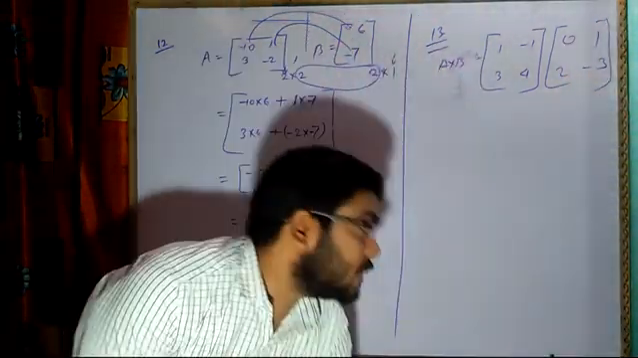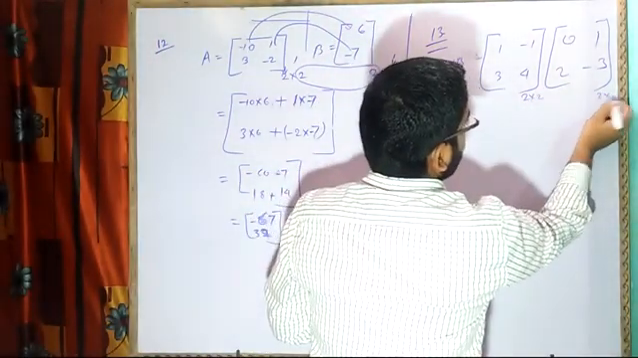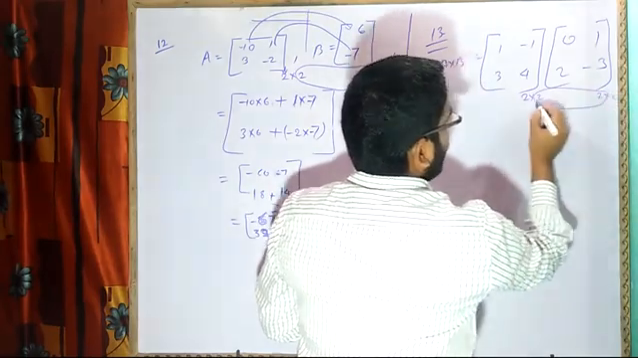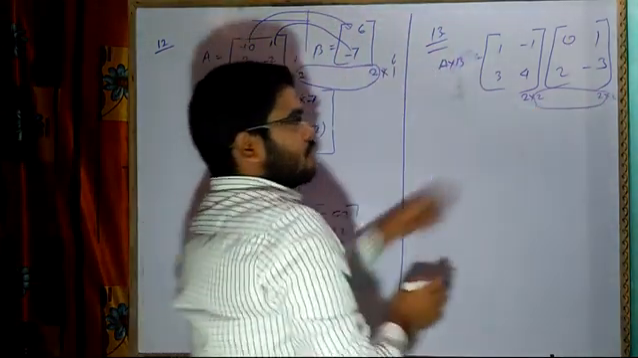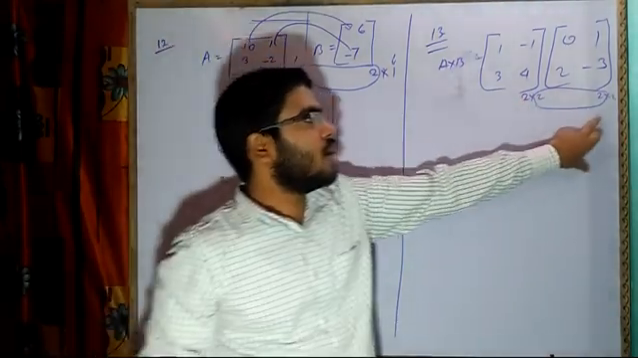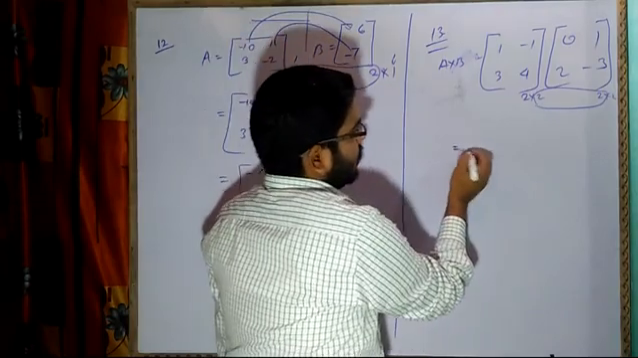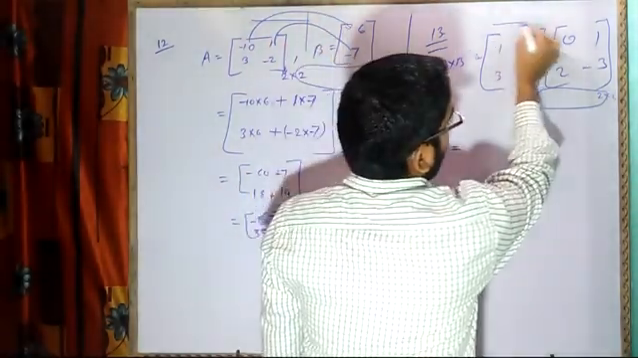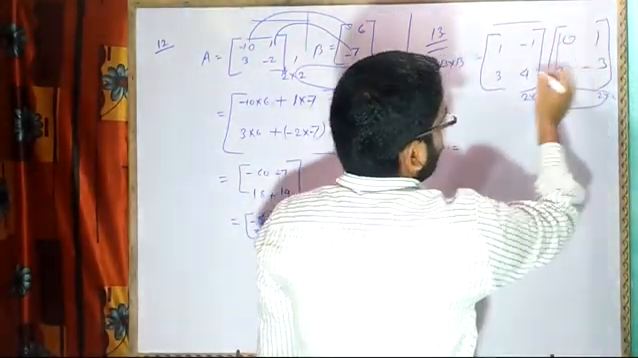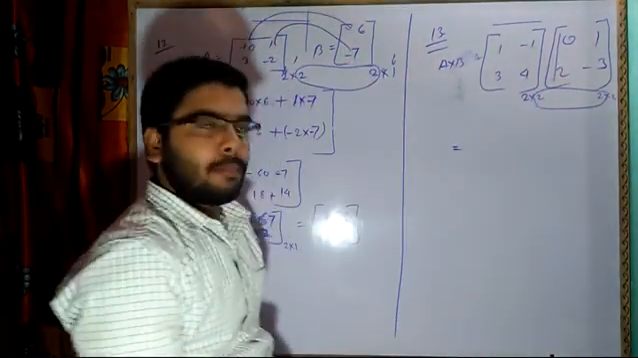Now matrix multiplication is possible. It is 2 cross 2. This is also 2 cross 2. Internal rows and columns are equal. Fine. This matrix multiplication is possible. Now what will be the order of the resultant? It will be again 2 cross 2 only. So here what we have to do? This row multiplied with this column, means each element individually we have to multiply and then put the plus sign.